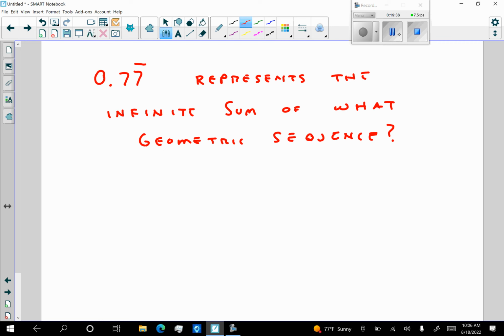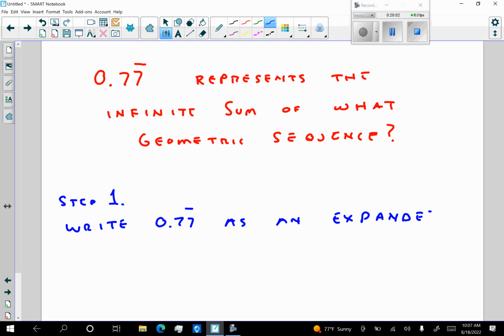So 0.77 repeating represents the infinite sum of what geometric sequence? Step 1. I'll write the steps out for you because I'm a nice guy. Write 0.77 repeating as an expanded sum.